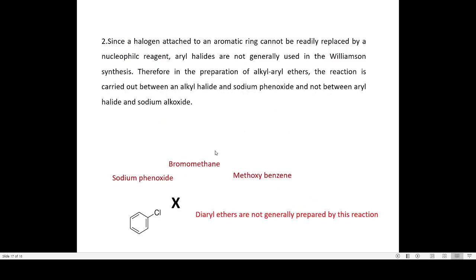Coming to the next limitation of the ether synthesis, since a halogen attached to an aromatic ring cannot be readily replaced by a nucleophilic reagent, aryl halides are not generally used in the Williamson synthesis. Therefore, in the preparation of an alkyl aryl ether, the reaction is always carried out between an alkyl halide and a sodium phenoxide, and not between an aryl halide and a sodium alkoxide. This is the second limitation for the Williamson ether synthesis.